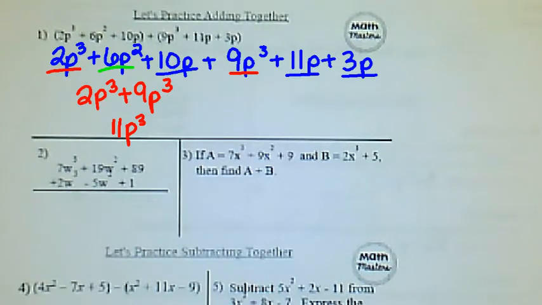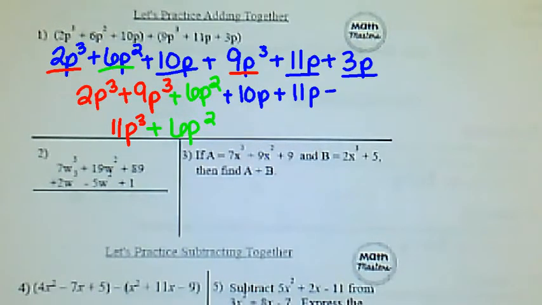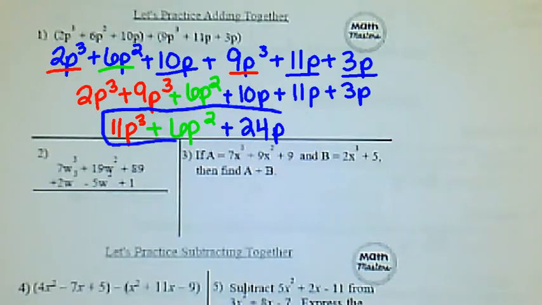Okay. On to the squared. So there's actually only one squared term, so we'll just keep that 6p squared. And then the last thing, we have a 10p, an 11p, and a 3p. So 10 plus 11 plus 3, that would be 24 p's. That's my final answer. Okay, so again, we are just combining like terms, essentially.